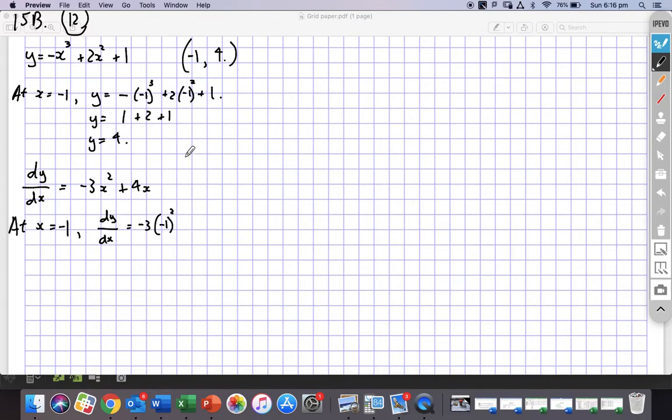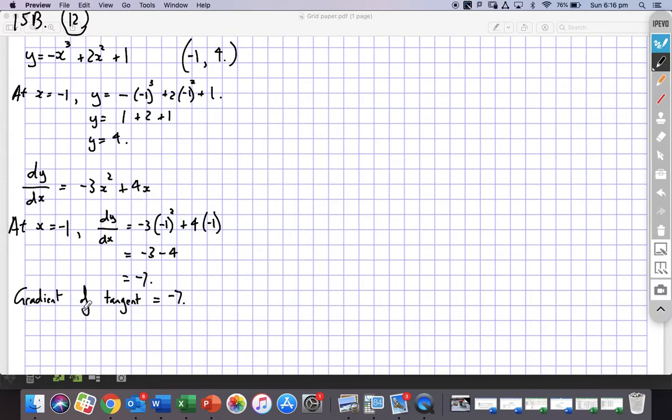There's lots of negatives in this question, so it's worth taking your time. You could see me making a silly mistake up there before, so take your time. All right, what do we get here? Minus 1 squared is positive 1, so we get minus 3, because we'll have 1 times minus 3, and then we have 4 times 1. So we minus another 4, we get minus 7. So it means that the gradient of the tangent at x equals minus 1 equals minus 7.